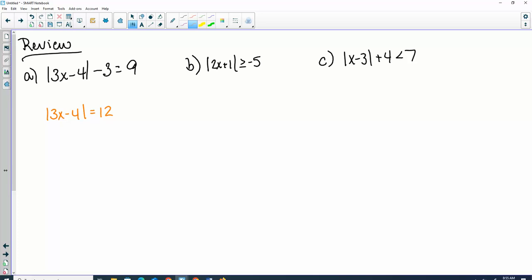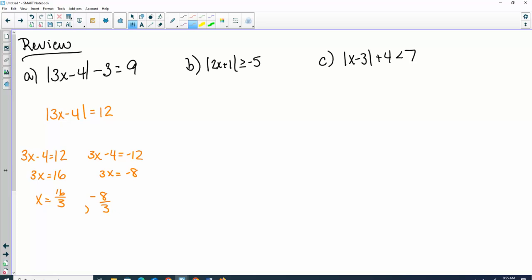We set up how many different equations? 2. We drop the absolute value, so one of them, we just say equals 12. One equals negative 12. Okay, add our 4, divide by 3. So over here, add our 4, divide by 3.